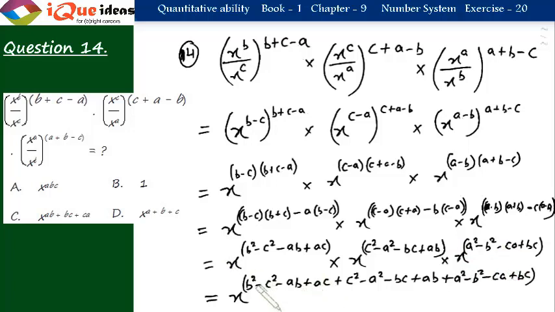So all the powers will get added. Right, now you can see that this b square is cancelled with this b square, this minus c square is cancelled with this plus c square, minus ab is cancelled with plus ab, plus ac is cancelled with minus ca, minus a square here is cancelled with plus a square, minus bc is cancelled with plus bc. So the entire power becomes 0. So it is x raised to the power 0. Hence the final answer is equal to 1. So the answer of the question is 1. The entire power becomes 0. Okay.